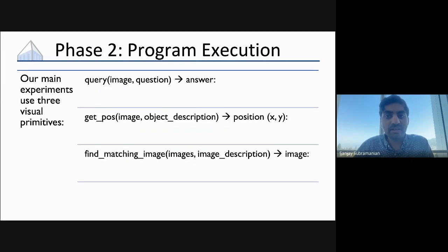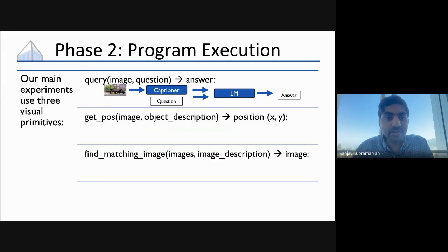The second phase of CodeVQA involves executing the program by calling the visual functions. Also, we can call them visual primitives. So I'll just give a description of each of these. First, we have this query function, which we've already seen. It's exactly the same as the few-shot PNP-VQA method I described earlier. So what this does is generate captions for the image and provides the captions and the question to a language model to generate the answer.